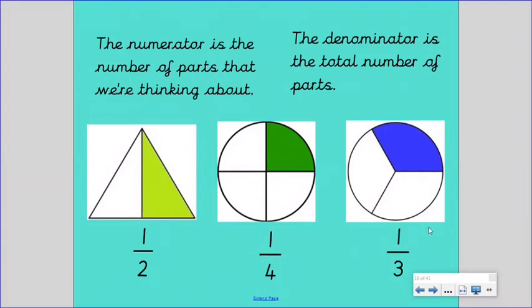For this one, we've got 1 part, again, shaded. That's the number we're thinking about. So our numerator is 1. And we have got 1, 2, 3 parts in total. So our denominator is 3. And we've got 1 out of 3 in total. And we call this fraction 1/3.